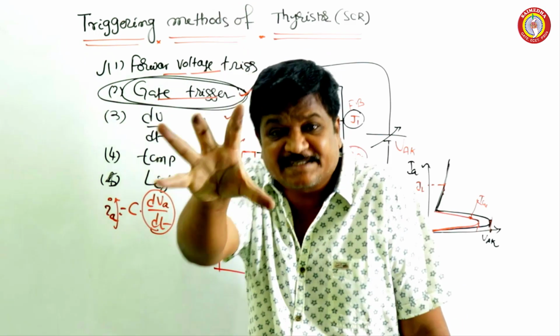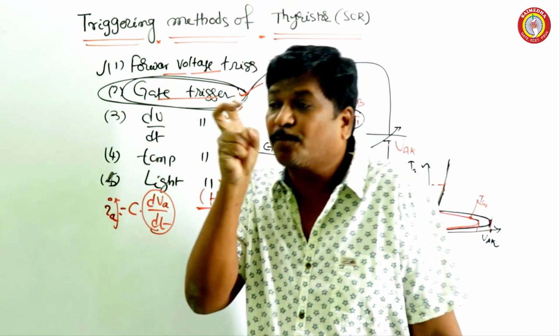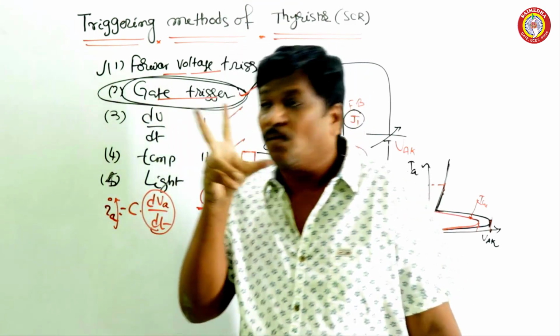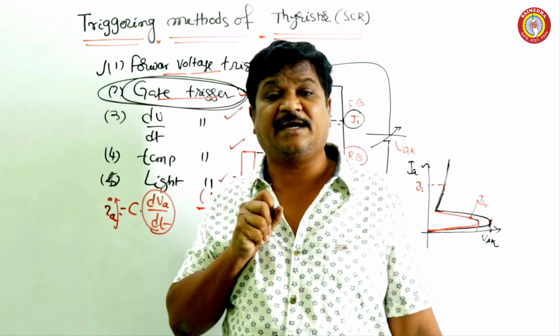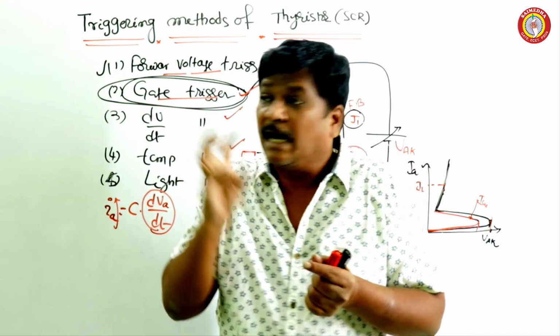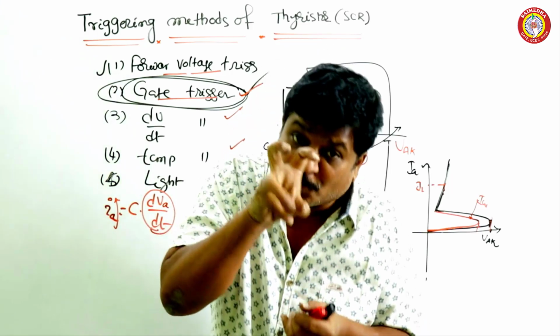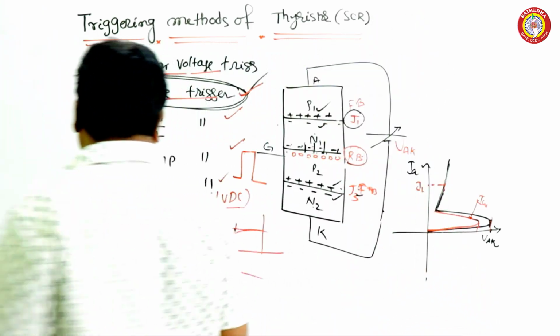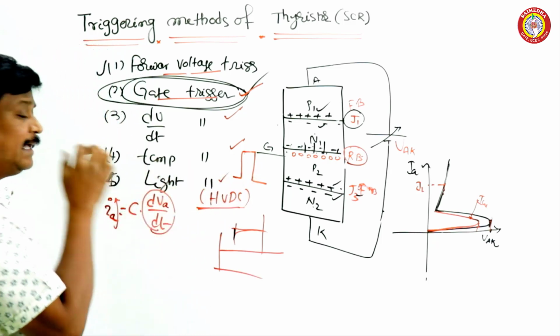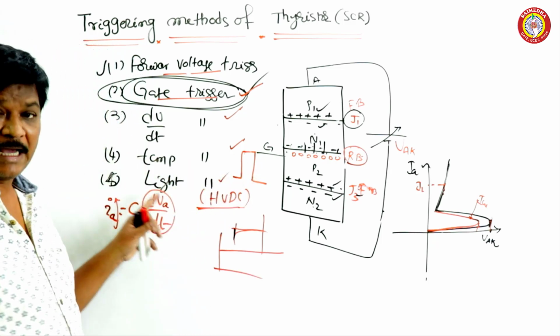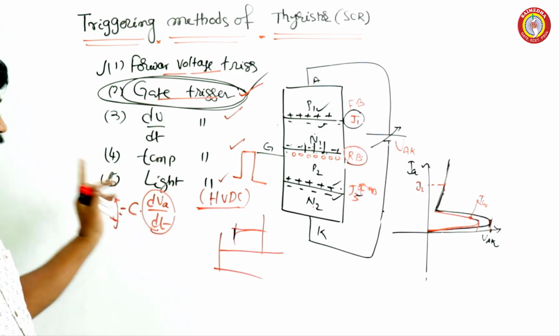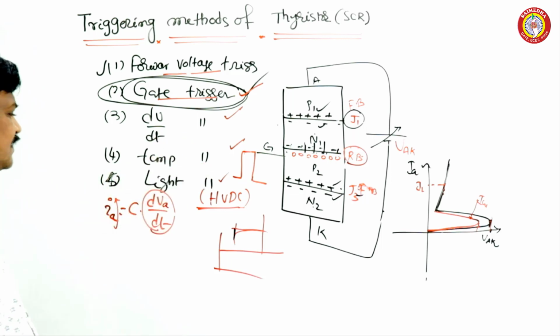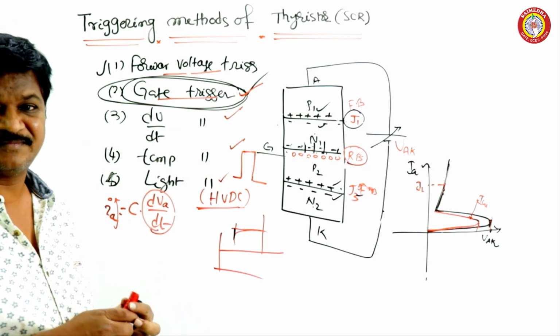What are the protections required for SCR? What protection is required for dV by dt? What protection is required for di by dt? What is the use of fuses? How to protect against overvoltage? How to protect the gate? All these things we will discuss. That comes under protection. But this is one method, providing a drastic rate of change of anode voltage with respect to time. Sir, what about temperature, sir?